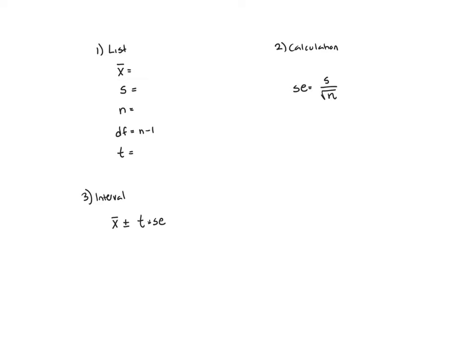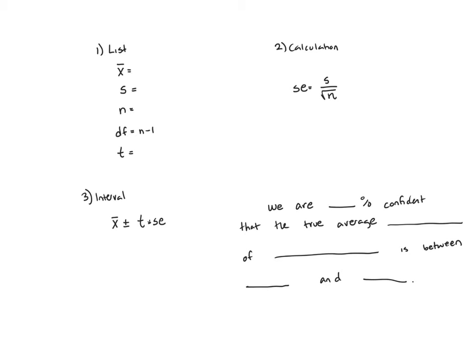When I go to state this interval, we'll say we are blank % confident that the true average in this case for whoever our population is between whatever value we have and whatever value we got on the top end. Pay attention to this, it's not percentages. So I don't have to multiply anything by 100, and I shouldn't put percentages after those two numbers.